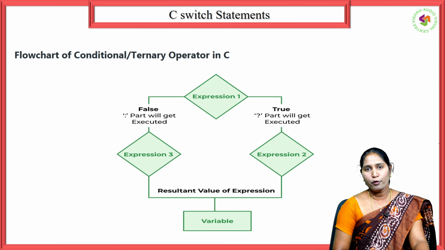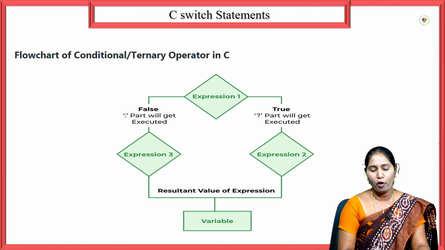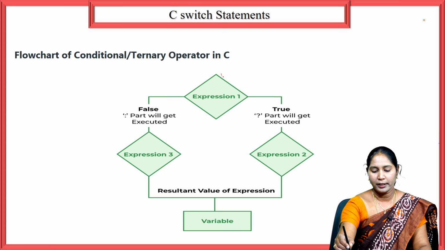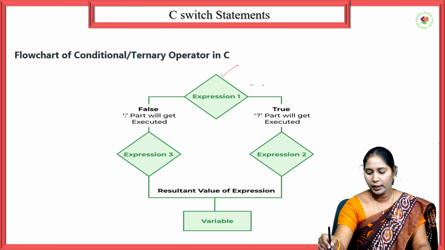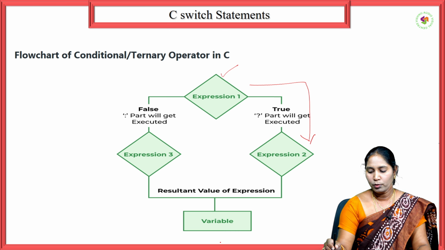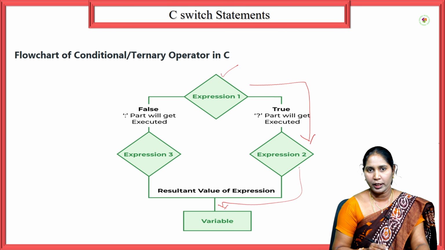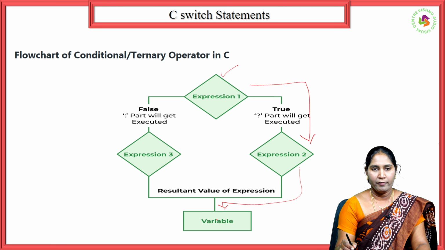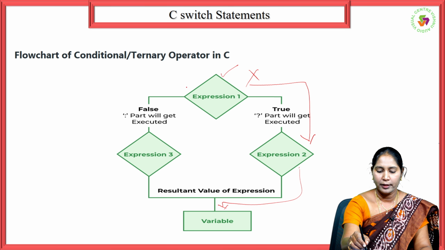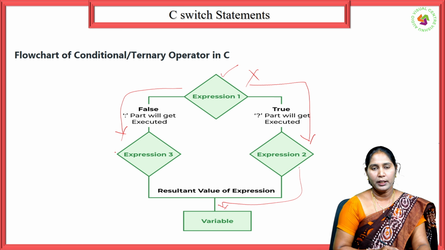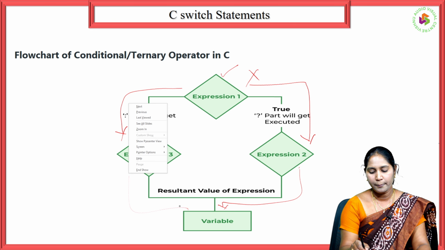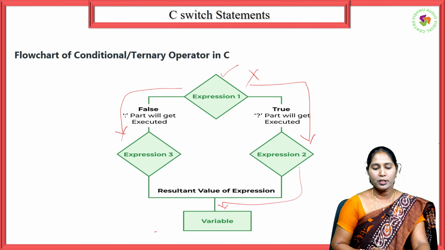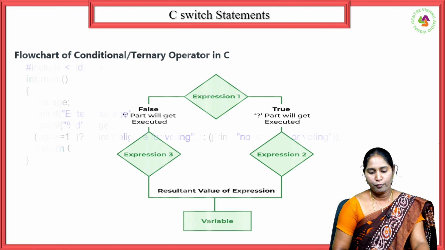So, this is the basic flowchart that you will be following for ternary operators. That is, first I will check the condition. If it is true, then it comes to the true expression, and whatever statements we have will be executed. Before that, it assigns that resultant value to the variable. If it is not satisfied, then it comes to expression 3 and that value will be returned to the variable. Okay, so this is the basic flowchart we will be following.